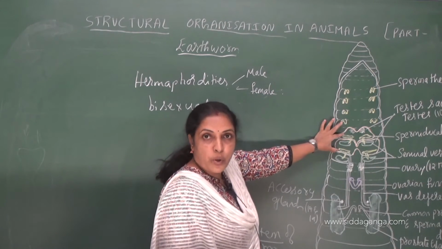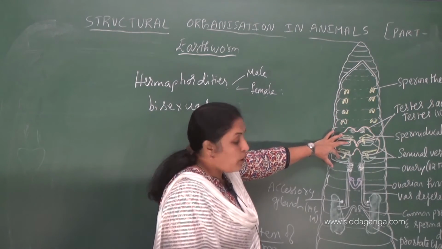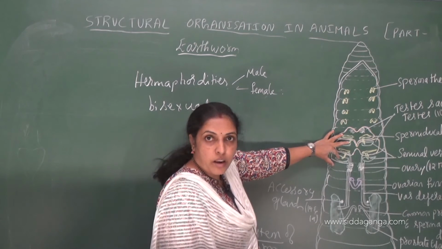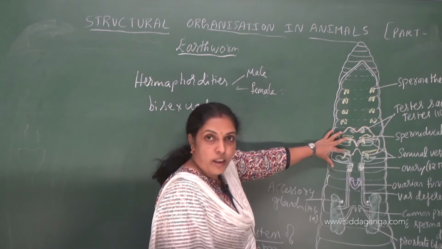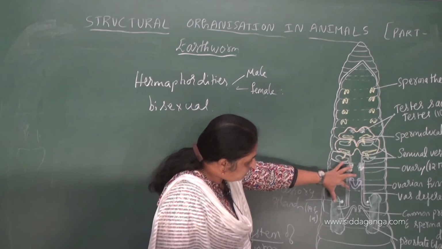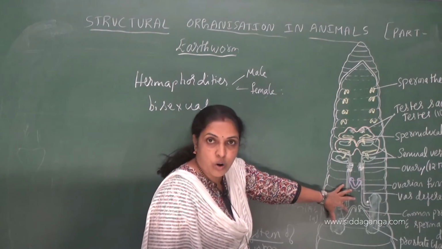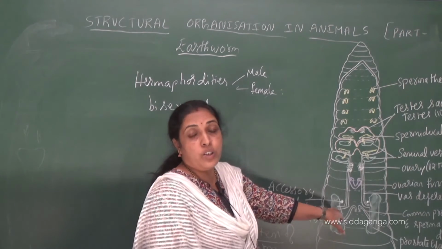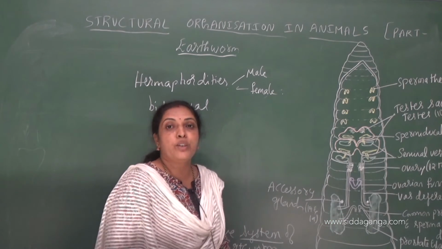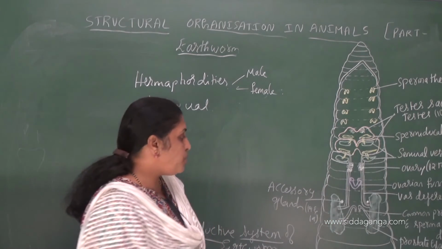So testis produces the sperms, and sperms are going to be matured in seminal vesicles. From there they are released to the spermiducal funnel. From there we see a duct rising, called vas deferens, and it enters into the prostate gland. It is also an accessory gland, and helps in maturation of sperms also.